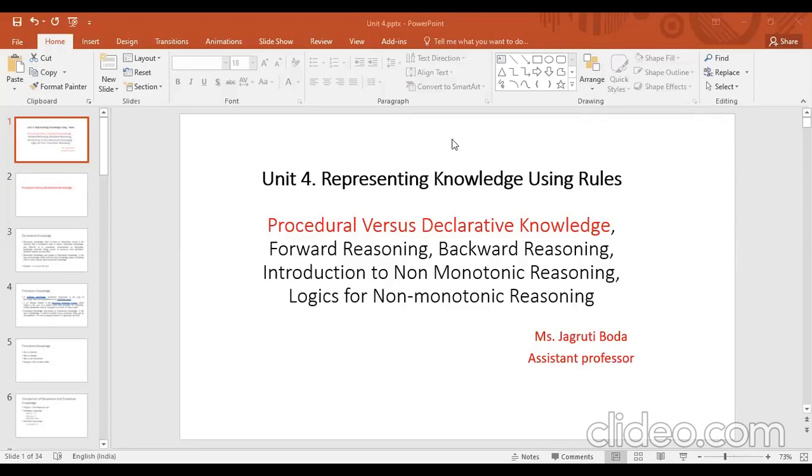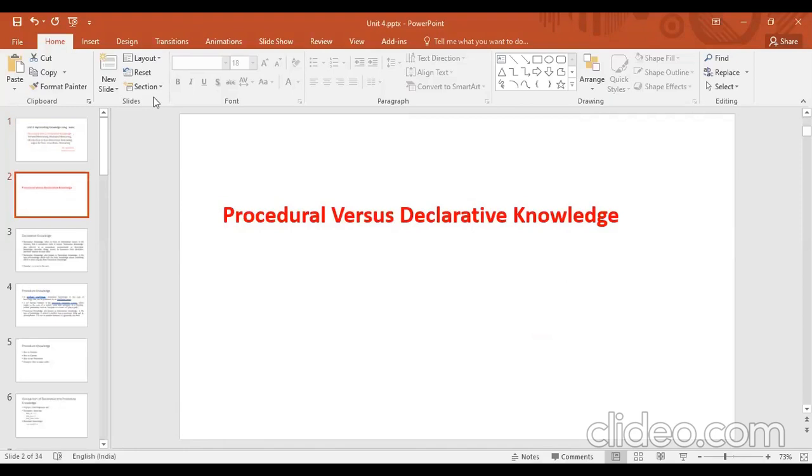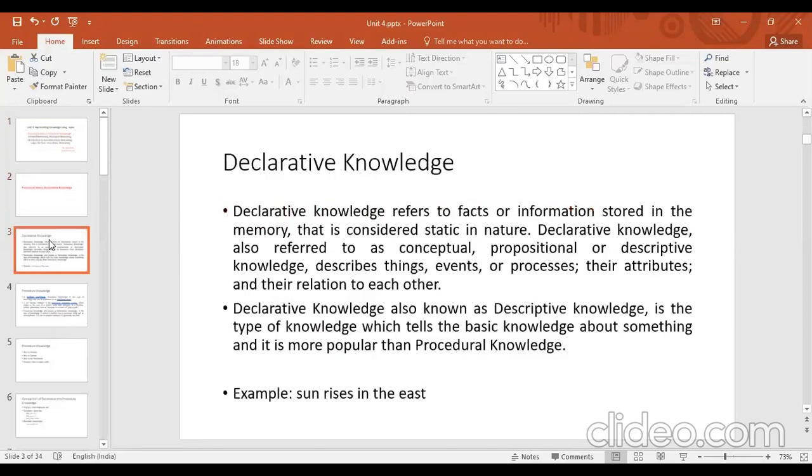We already studied the different methods of knowledge representation. Now in this unit we will see how we can represent our knowledge using rules. Now start with the first topic, that is procedural versus declarative knowledge. So what are procedural and declarative knowledge? First start with declarative knowledge.